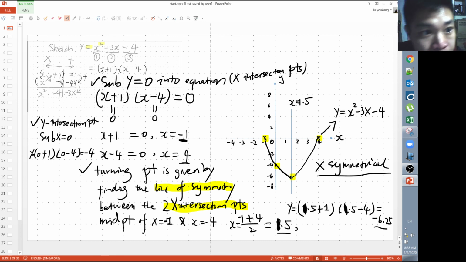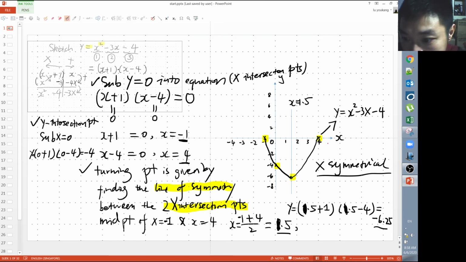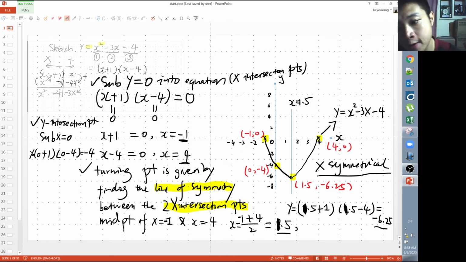Okay, and then of course you're supposed to label all the important points. So over here, let me use a different color. So over here is your 4. Over here is your 1.5, minus 6.25. Over here is your y intersection point, 0 and minus 4. Okay, last but not least, this is your minus 1 and 0.